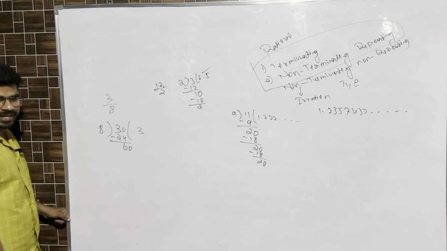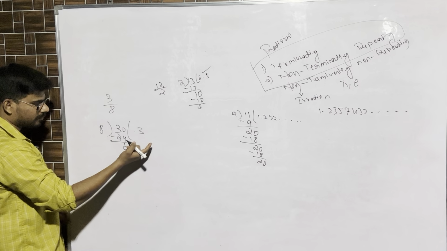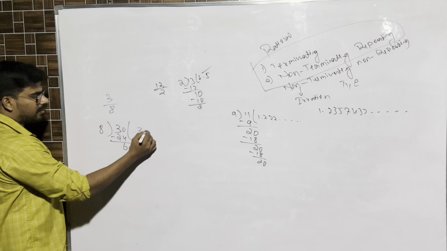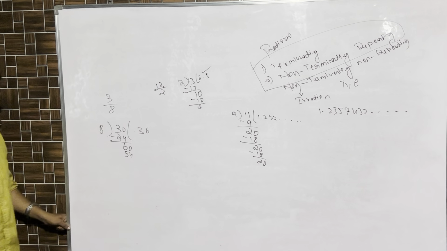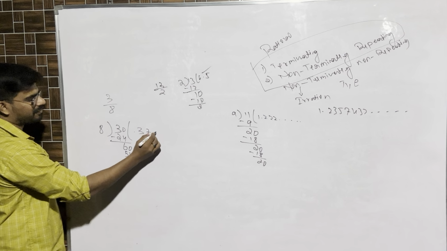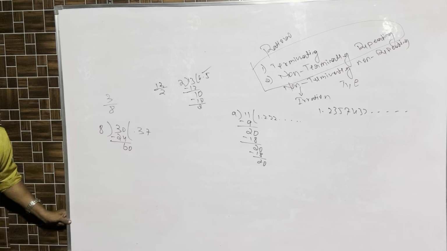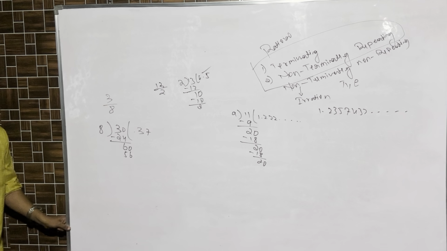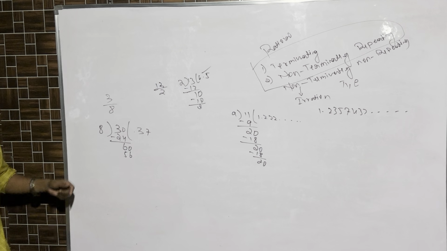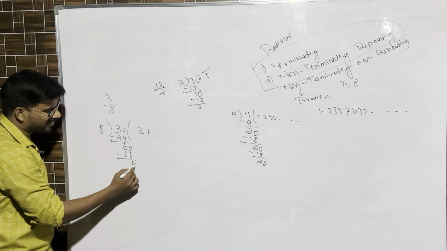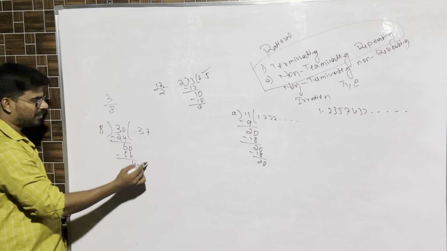Point is already there. Take a 0. 8 7s are 56. Yes, you are right. Just now I made fun of you, and I got trapped into the same. Yes, 8 7s are 56. If I subtract, I'll have 4 over here. Point is already there, take a 0.